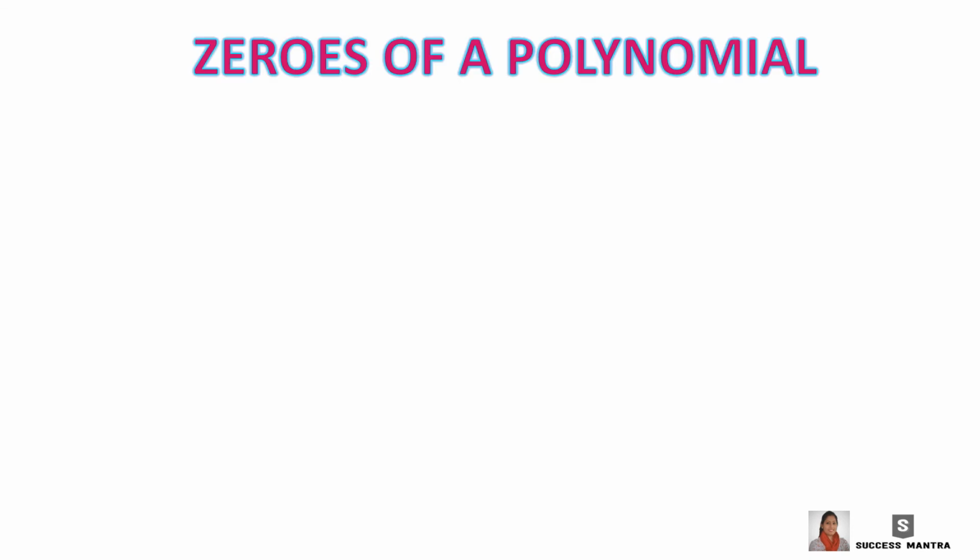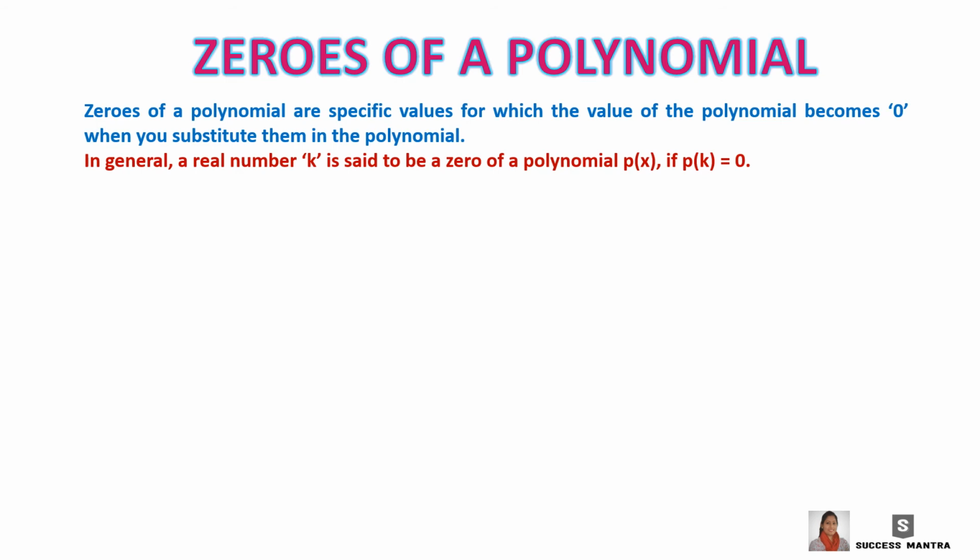Next is the zeros of a polynomial. That is when we substitute some values in the polynomial, and if the polynomial results in a zero value, then those substituted values are called the zeros of the polynomial. For example, we have a polynomial p of x, and if we substitute the value k for this x, and if this p of k results in 0, then that k is called the zero of the polynomial.